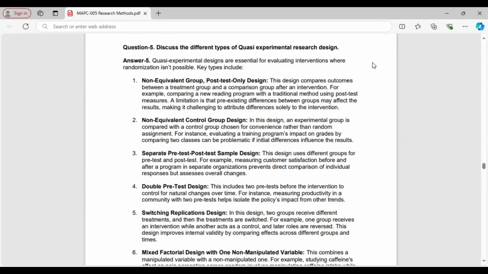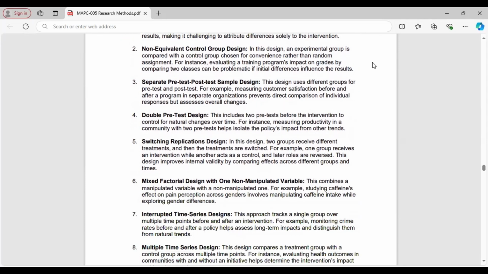Separate pre-test, post-test sample design. This uses different groups for pre-test and post-test, such as measuring customer satisfaction in separate organizations, preventing direct comparison but assessing overall changes. Double pretest design. Two pretests help control for natural changes over time, as seen in productivity measures before a policy's implementation. Switching replications design. Two groups receive different treatments that switch later on, enhancing internal validity by comparing effects across groups and times.